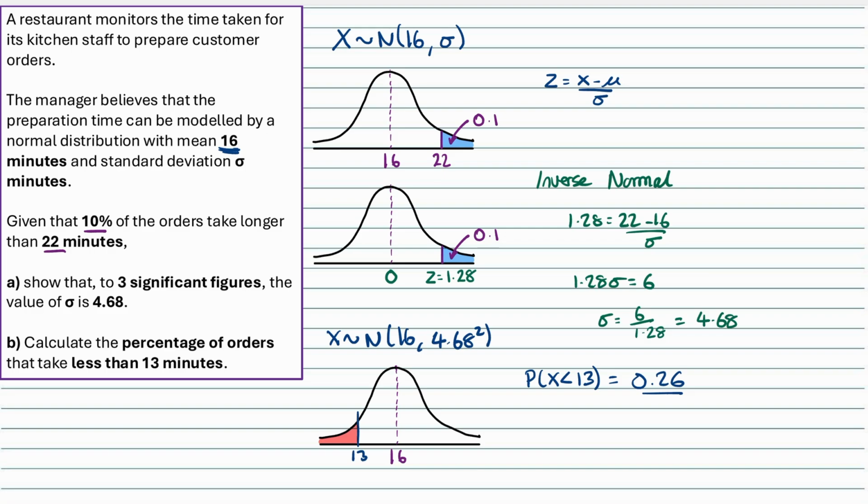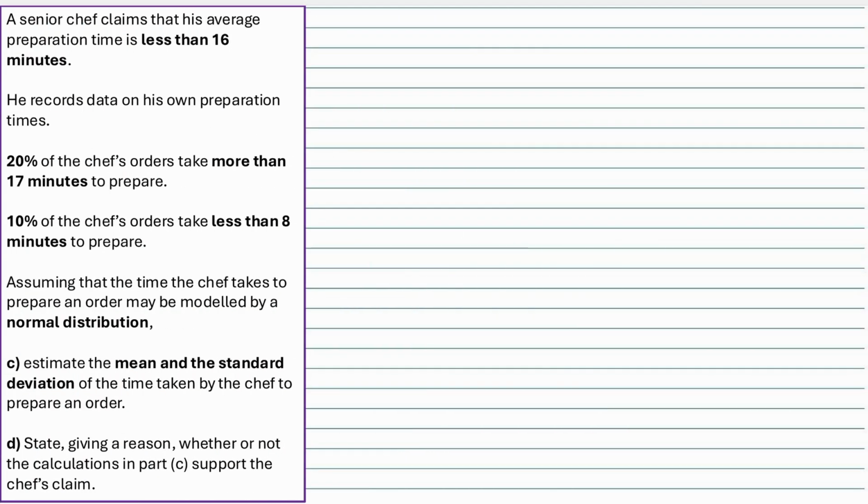Let's try part C. So now we're told that a senior chef claims that his average preparation time is less than 16 minutes. He records the data on his own preparation times. So 20% of his chef's orders take more than 17 minutes, and 10% of his orders take less than 8 minutes to prepare. We need to work out an estimate for the mean and the standard deviation.